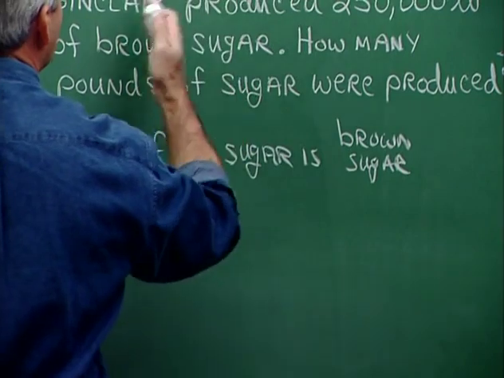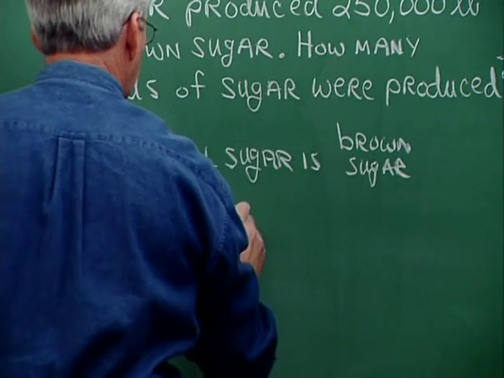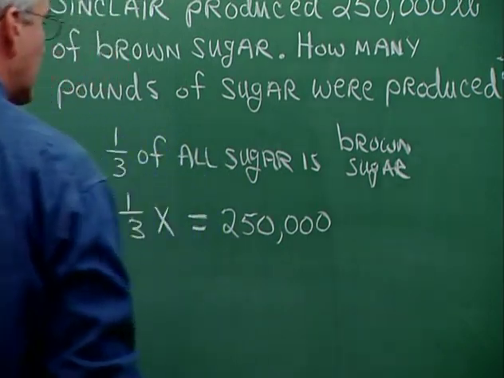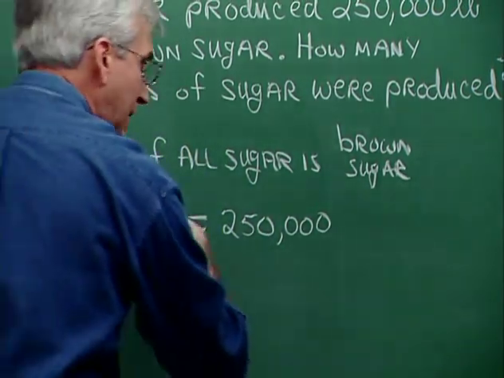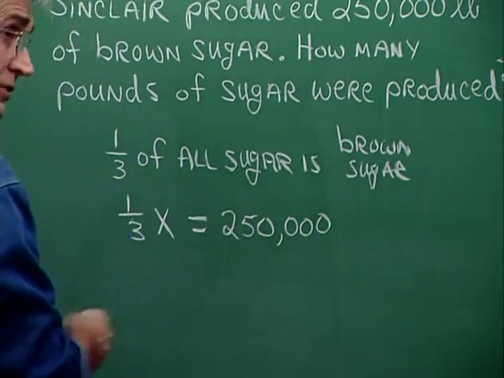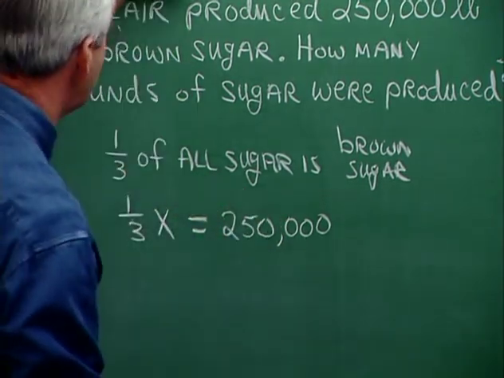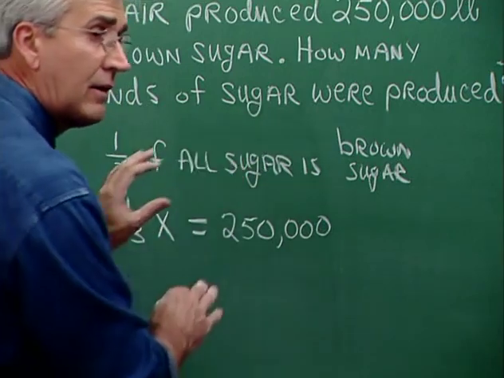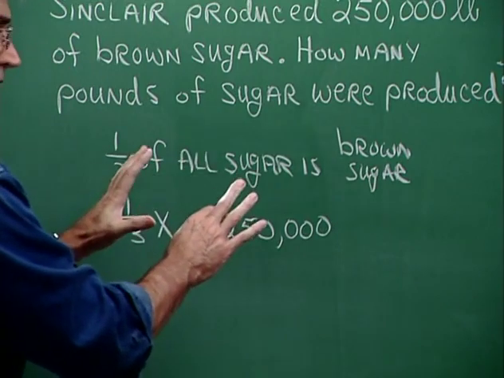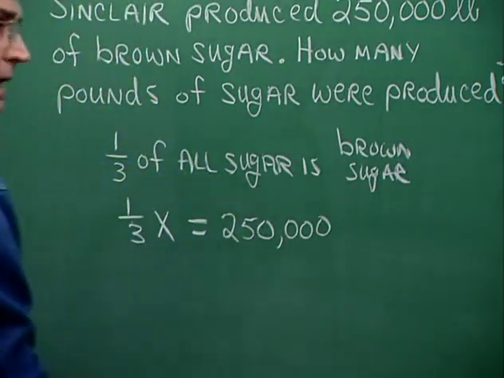And we're told that this year Sinclair produced 250,000 pounds of brown sugar. So the amount of brown sugar is 250,000. So here we have a mathematical sentence corresponding with this English sentence, and we're going to solve the mathematical sentence, the equation. And sure, we could have come up with this same equation using the original sentence, but this one is a little bit easier. And I think it's important to get into the habit of either paraphrasing or simplifying an English sentence or phrase in order to get to a mathematical form.